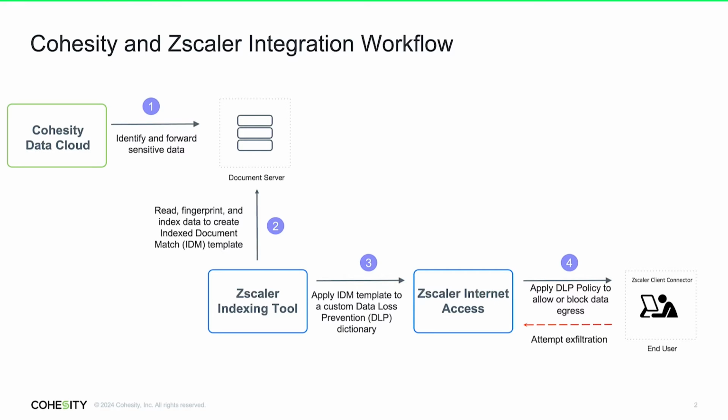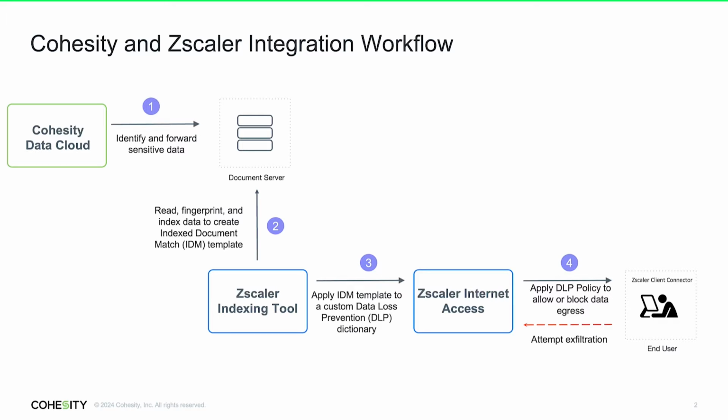With this new integration, Cohesity classifies backup data based on sensitivity and shares intelligence with Zscaler. Zscaler uses this information to fingerprint and index that data, monitor outbound traffic, and enforce your organization's DLP policies, which may entail blocking potential exfiltration events and notifying your organization's auditor when an event triggers a DLP policy.